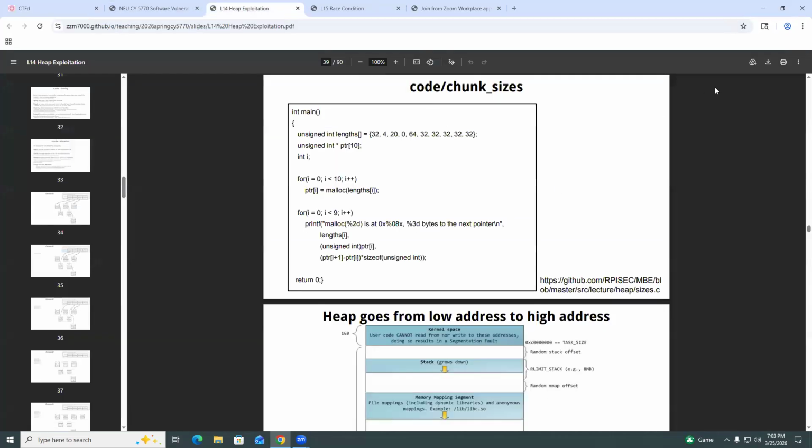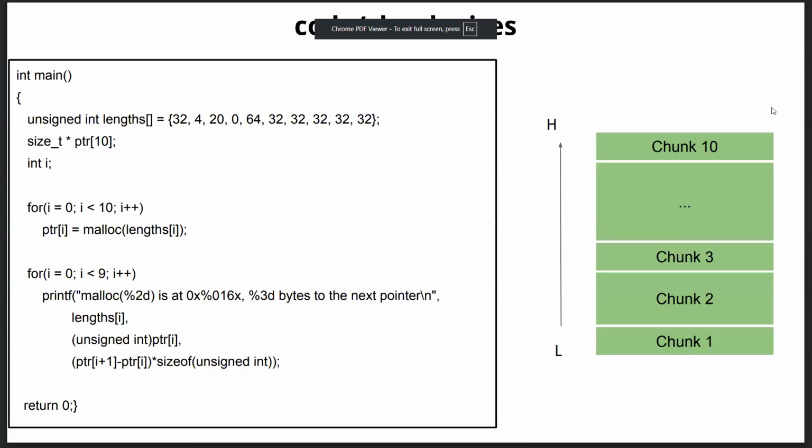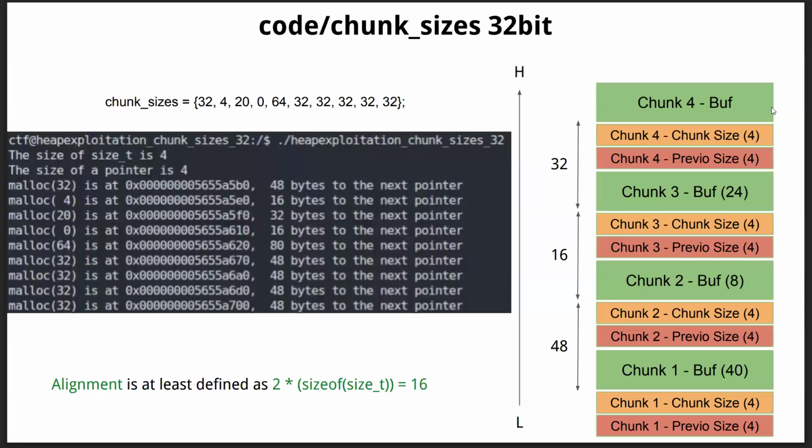I think I have a slide for that. Yeah, so this is a slide for it. The first chunk has 2 metadata fields, each of them 4 bytes. Then the buffer. Then the second chunk, and we know that from here to here is 48 bytes. We know this part is 8 bytes, which means the buffer is 40 bytes.